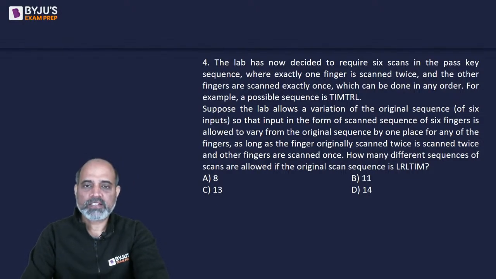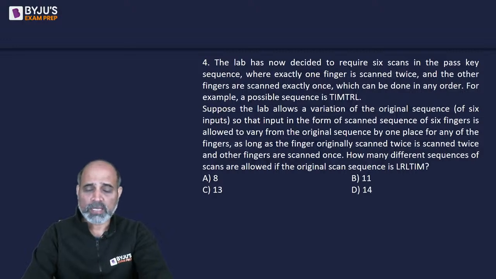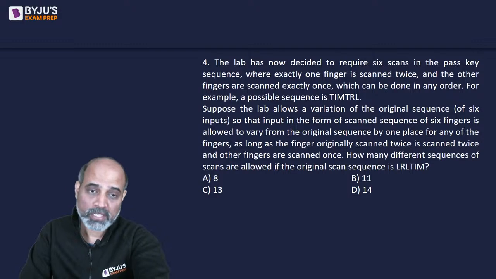The lab has now decided to require 6 scans in the pass key sequence where exactly one finger is scanned twice and the other fingers are scanned exactly once, which can be done in any order. Same rule as the previous one, right? Suppose the lab allows a variation of the original sequence so that input in the form of scanned sequence of 6 images is allowed to vary from the original sequence by one place for any of the fingers as long as the finger originally scanned twice is scanned twice and other fingers are scanned once. How many different sequences are allowed if the original scanned sequence? So the rule is same as the previous one.